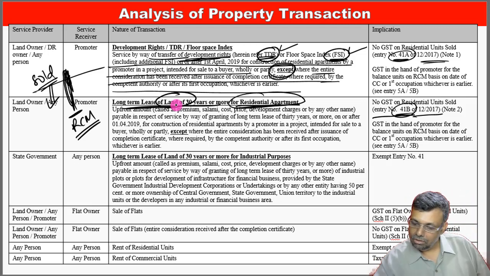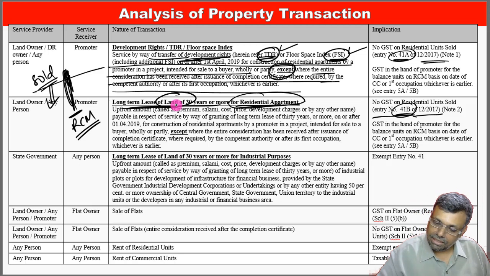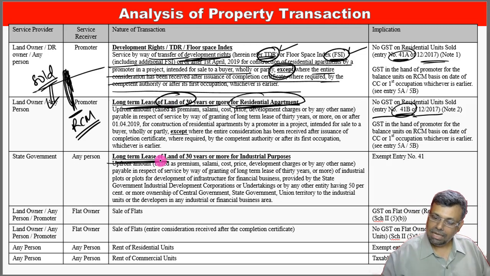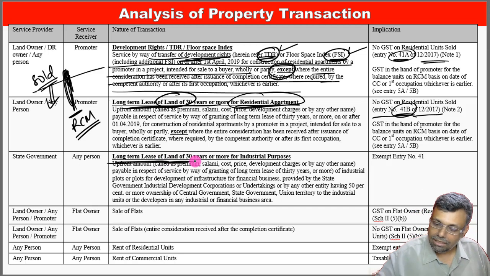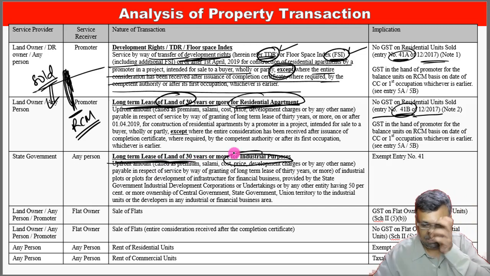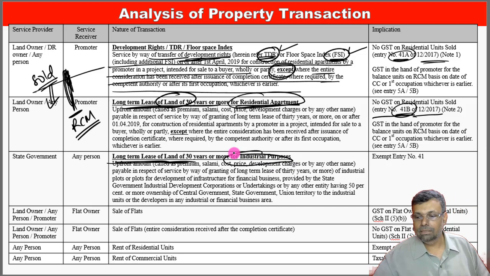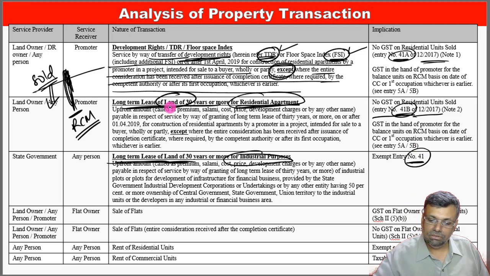Is that very much clear? Okay. However, friends, if there is any long-term lease of land for the industrial purpose, that is given a full exemption. This is your entry number. So this is what you are talking about only with respect to the residential long-term lease of the land.